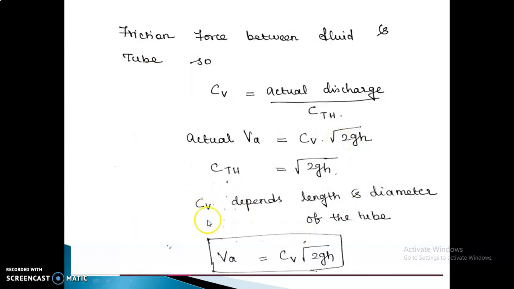So here the Cv depends on the length and the diameter of the tube. So you will have the actual discharge Va, which is equal to Cv into root of 2gh. So this is how we can calculate the actual discharge value using this Pitot tube.